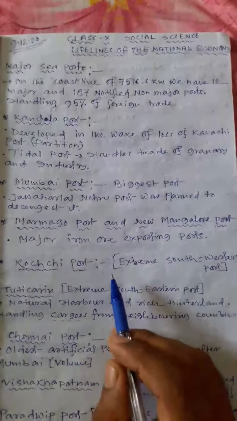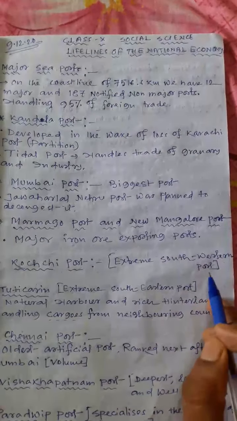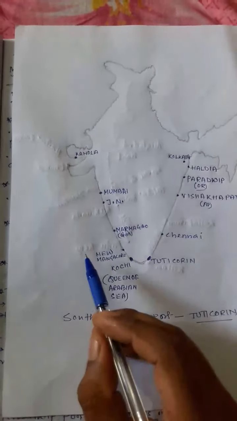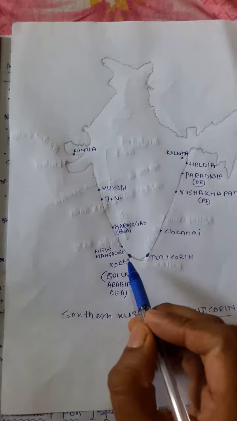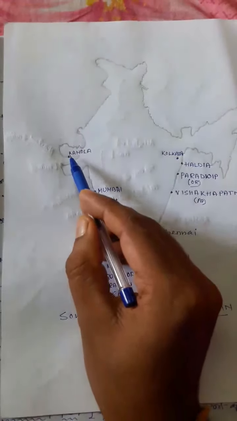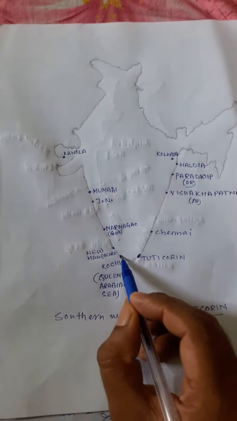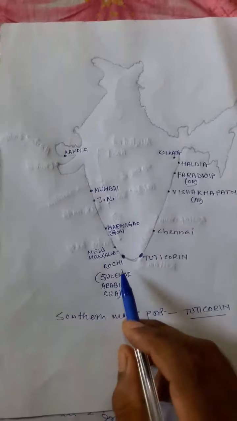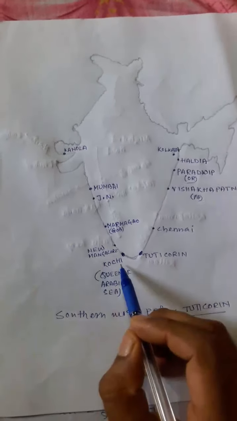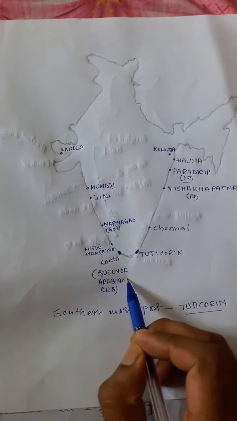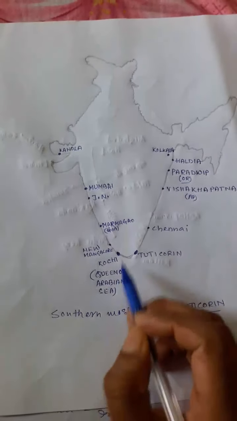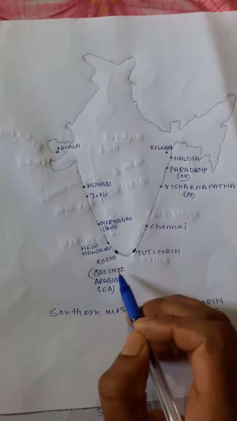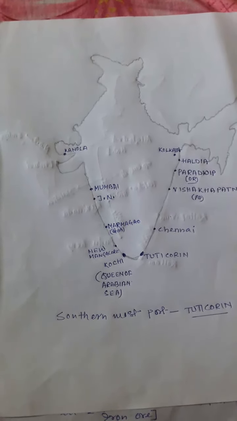Then we have Kochi Port, which is the extreme southwestern port. You can see in the south, this is the western part, and this is the southwestern part. So this is the extreme point. This extreme southwestern port in our country is Kochi. It is also known as the Queen of the Arabian Sea, because this is the end of the Arabian Sea. Here we have the Indian Ocean, and here the Bay of Bengal.